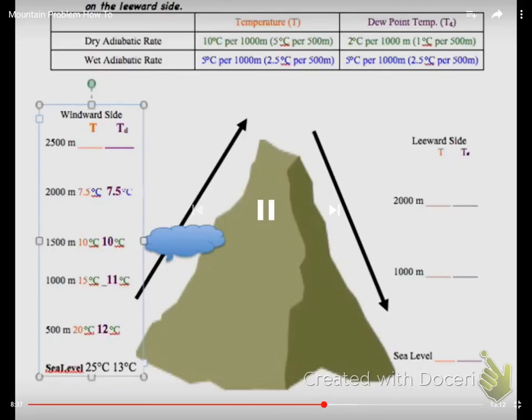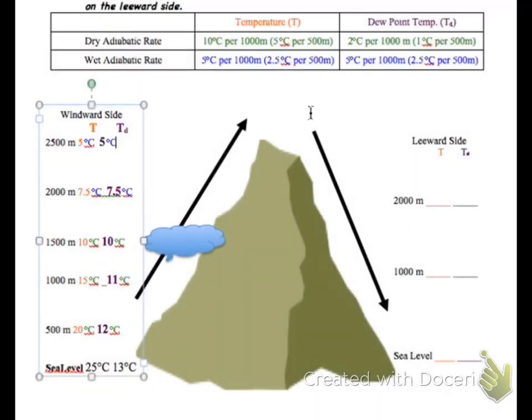So I drew in my cloud on my little slide, and I went for my next number, which is a wet rate. And so I subtracted 2.5 for both numbers, and I've got a temperature of 7.5 degrees Celsius, and my dew point is also 7.5. And I'm going to do that again because I'm on the windward side of my mountain, and so 2.5 again for my 7.5, and I'm at 5 degrees Celsius.